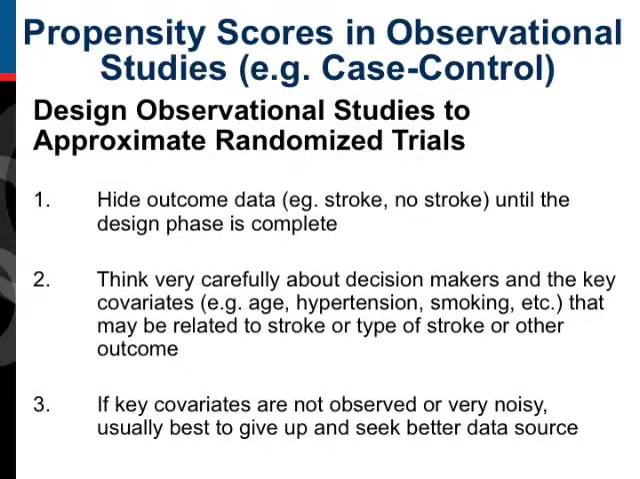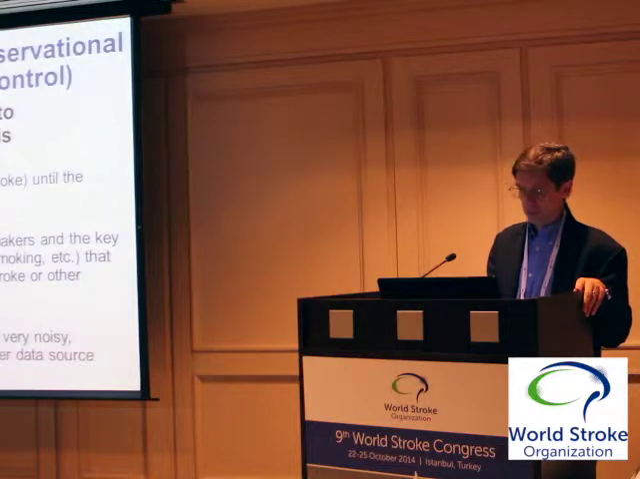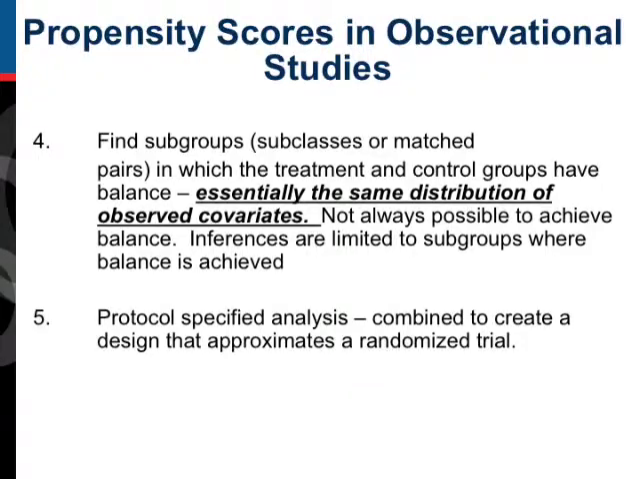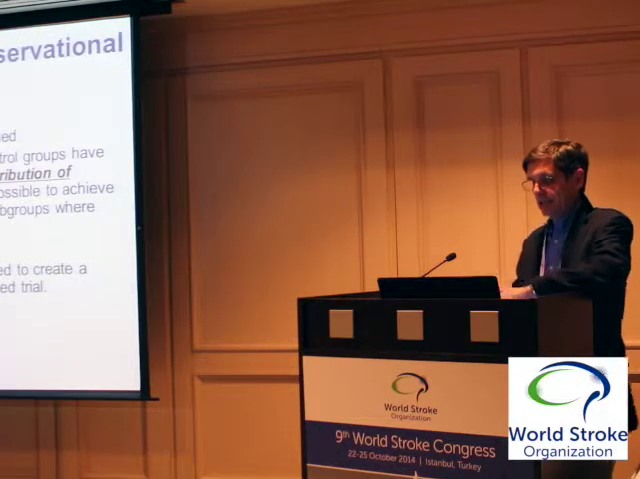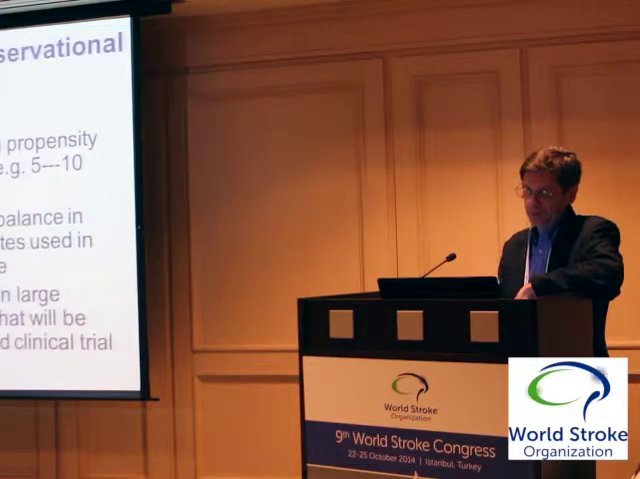If you don't have good data, don't try that. If you don't have a big study, don't try it, because you need large samples to really make this work reasonably well. And then you find subgroups or subclasses or matched pairs in which the treatment and control groups have balance, essentially the same distribution of observed covariates. It's not always possible to achieve the balance, and inferences can only be limited to subgroups where the balance is achieved. And this protocol-specified analysis gives you the design to approximate a randomized trial.